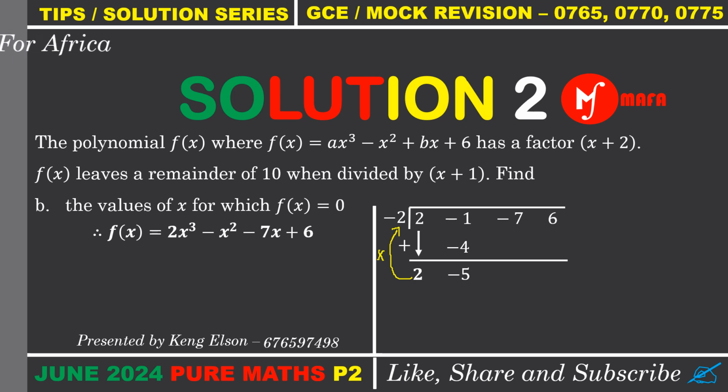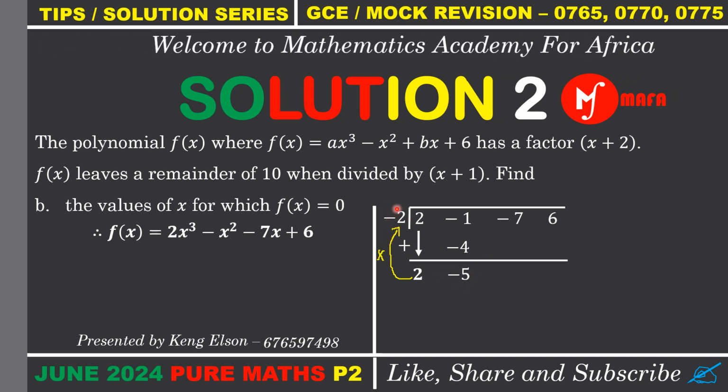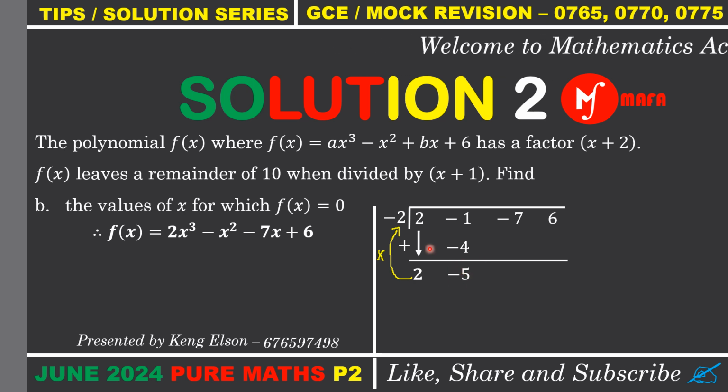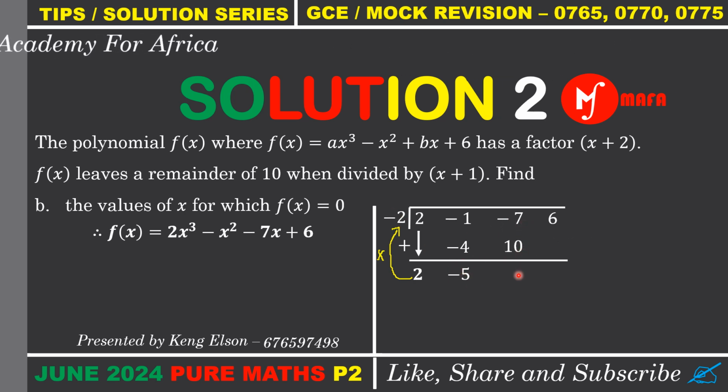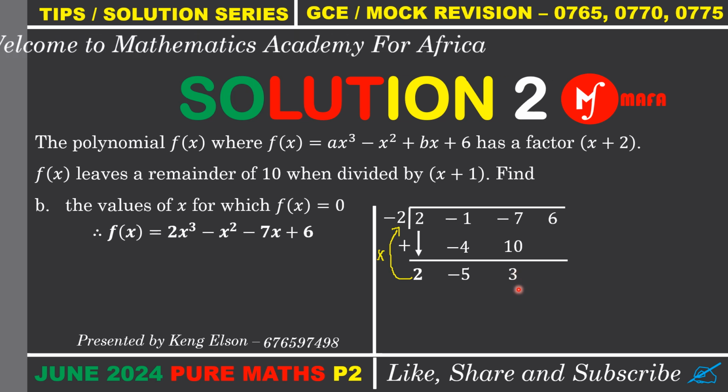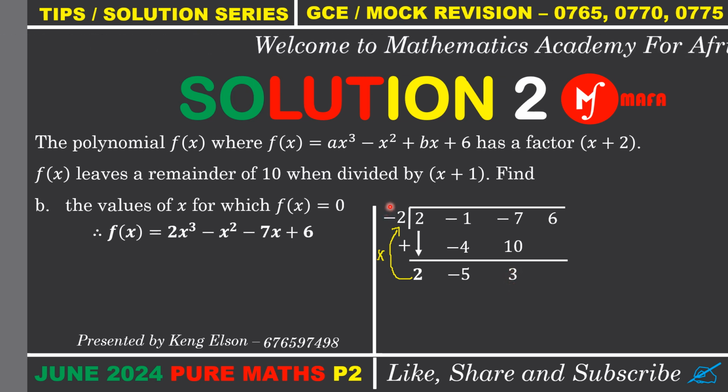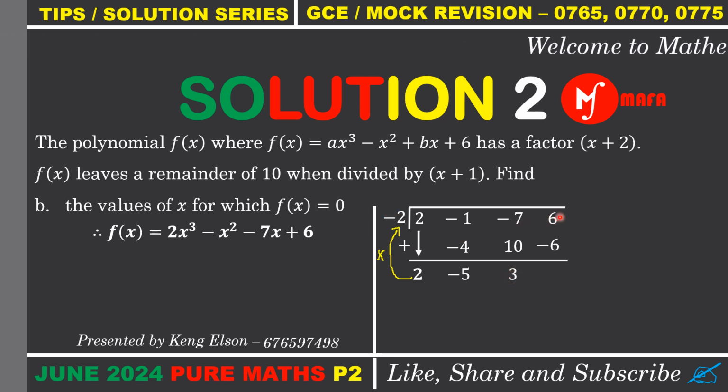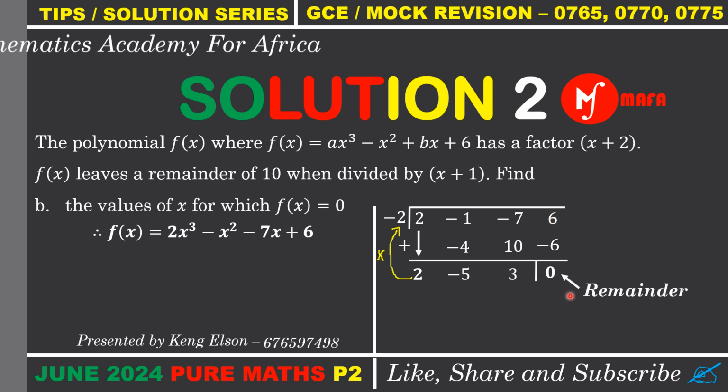What is negative 5 times negative 2? Like I said, we are taking what is here and multiplying with this negative 2 always. It is 10. Look at where I'm placing 10. So what is negative 7 plus 10? It is positive 3. Now, what is 3 times negative 2? It is negative 6. What is 6 plus negative 6? It is 0. This is actually our remainder.